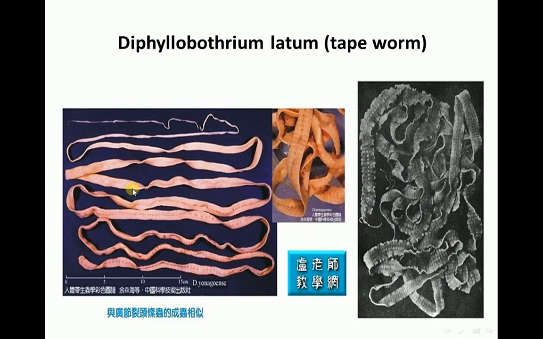Another parasite belonging to phylum Platyhelminthes, class Cestoda or tapeworm, is the parasite Diphyllobothrium latum, which is called fish tapeworm. The length of this parasite is up to 14 meters with up to 4,000 segments. Here is the anterior portion with the scolex, while the posterior portion here is the gravid segments. The morphology of this parasite is like a tape. So it belongs to phylum Platyhelminthes, class Cestoda. The common name of these worms is tapeworms.